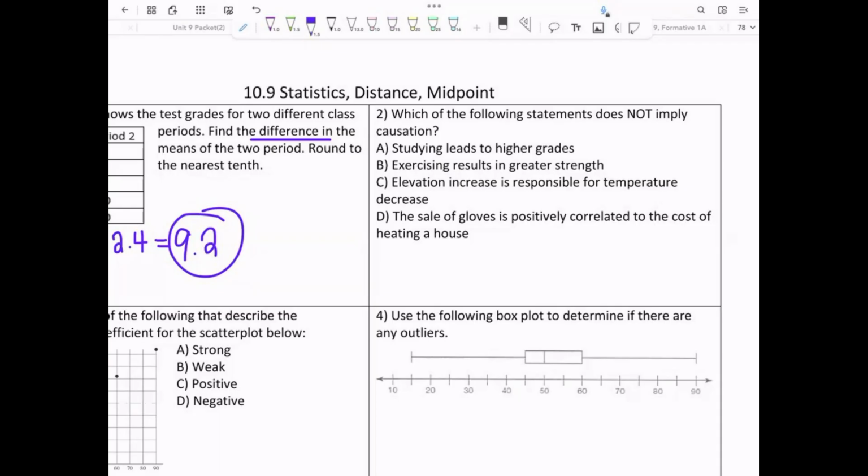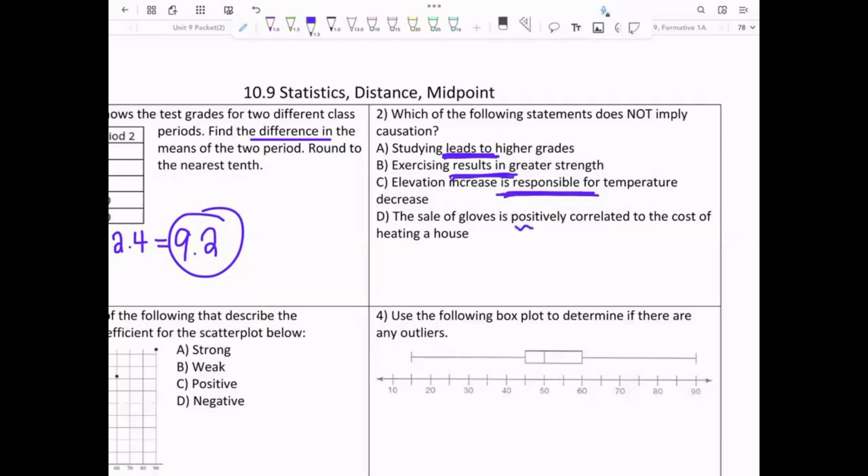All right, so we look at the vocab here. Leads to, results in, is responsible for. Those are all implying causation. And so that means that whatever study was done to get these results, they proved that studying was the cause of higher grades. Exercising was the cause of greater strength. Elevation increase was the cause for temperature decrease. So those kind of vocab words tell us that causation has occurred.